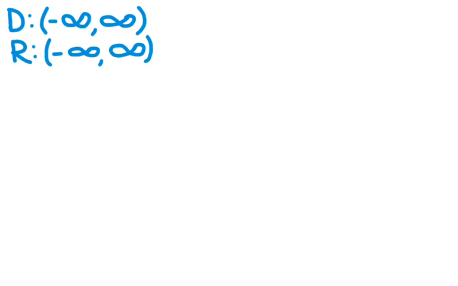So first, domain and range. You can see that this graph is going to continue going to the left and to the right forever. So that's from negative infinity to positive infinity. And as it continues left and right, it's also going to continue up and down. So the range is also negative infinity to positive infinity.